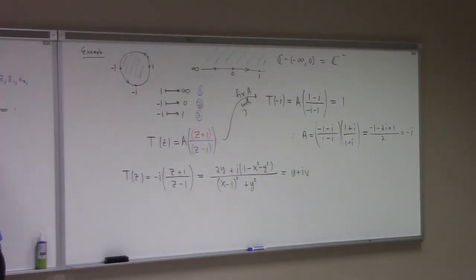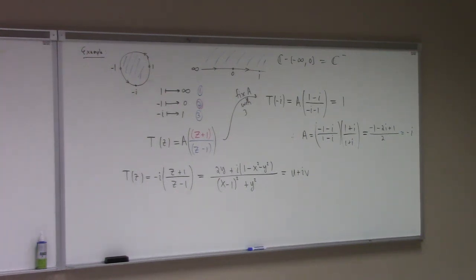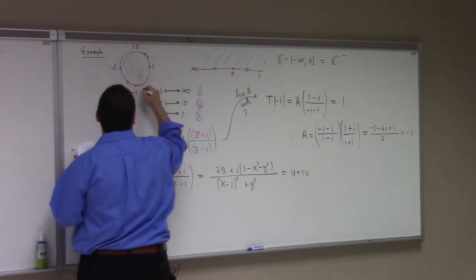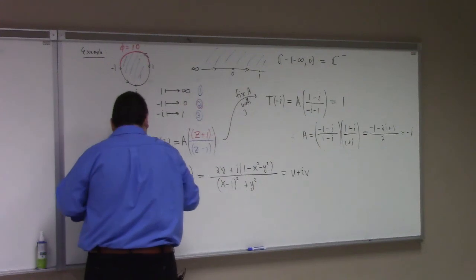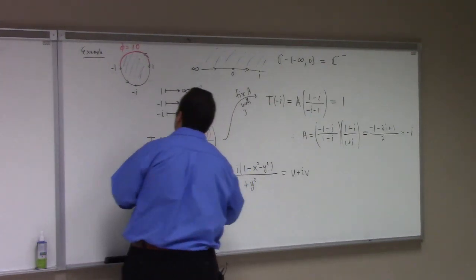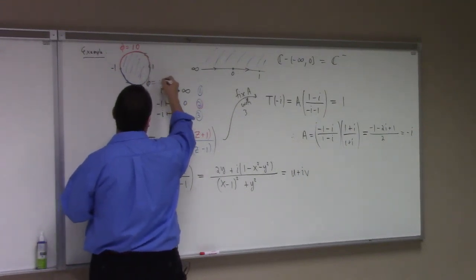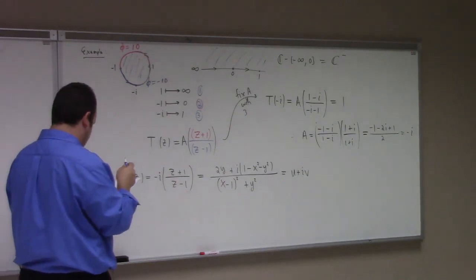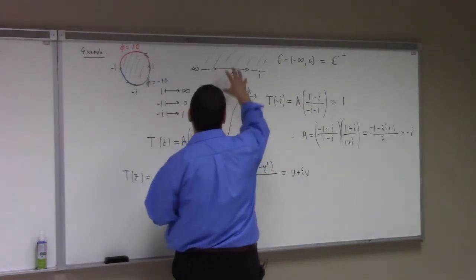Suppose I want to solve Laplace's equation on the unit disk, such that I have a value of phi equals 10 up here, and phi equals minus 10 down here.